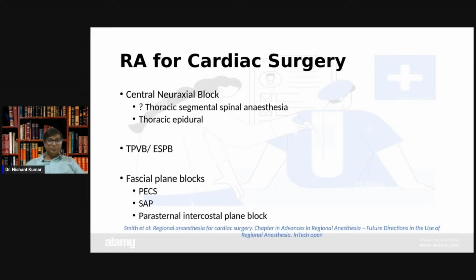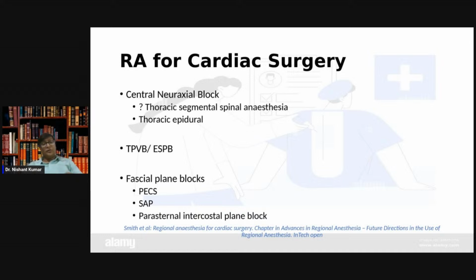Then we come to regional anesthesia for cardiac surgery. As I said, if a nerve can be blocked, please do it. So the obvious choices earlier were central neuraxial blocks, but obviously with anticoagulation and other factors, we don't go in for that. But thoracic segmental spinal anesthesia now again is coming up. I don't know how successful or how good it might be, but those practicing cardiac anesthesia may comment on that.